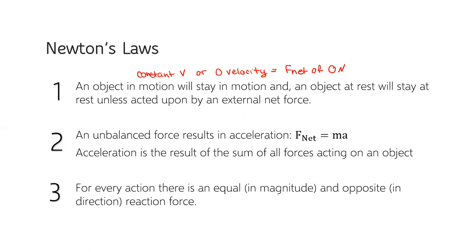If F net is not zero, then law 2 comes into play, and this is what happens when we have a force being acted upon it. An unbalanced force results in acceleration. With an F net, or a net force, the sum of the forces equals the mass of the object times the acceleration. Acceleration is always the result of the sum of all of the forces.